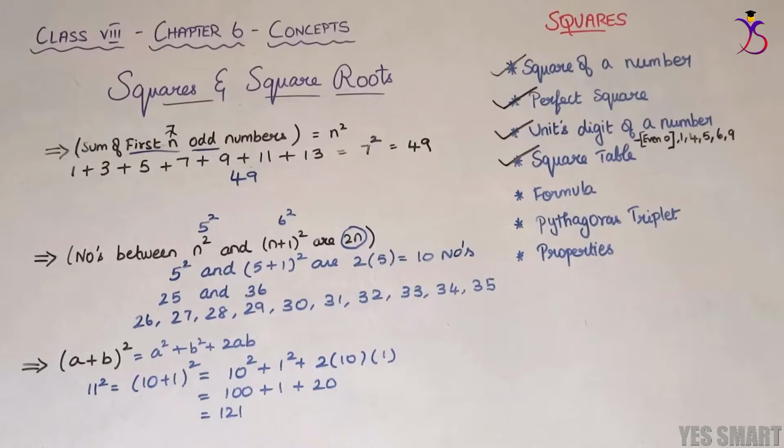But sometimes in the question it is asked to find the squares using identity only. And here 11 square is a very small number, but for a very large number, this identity will be very much useful.